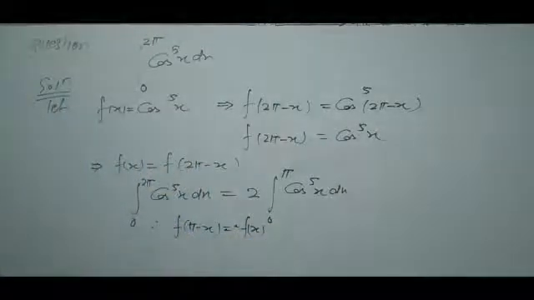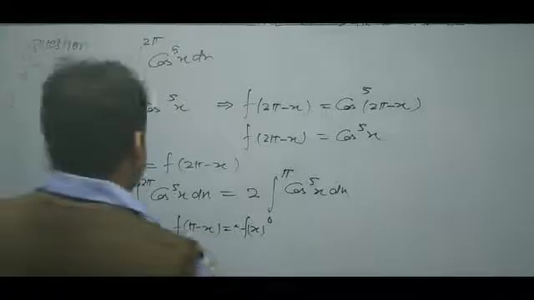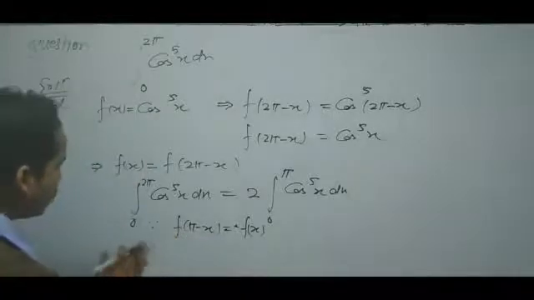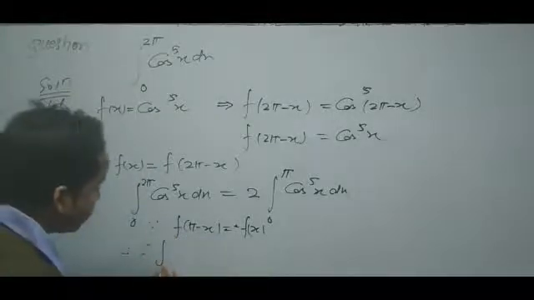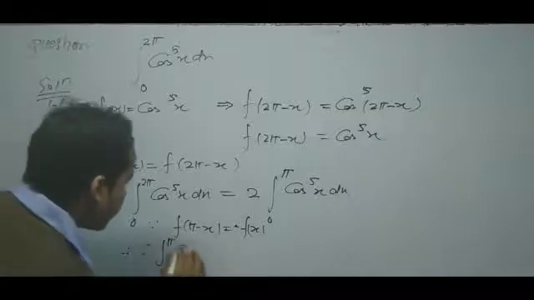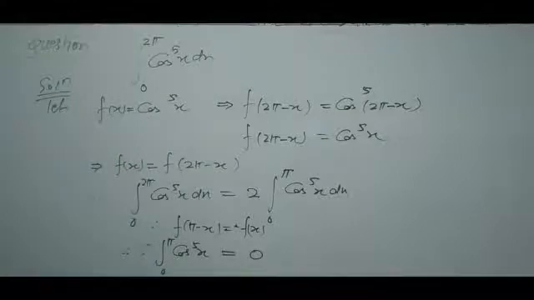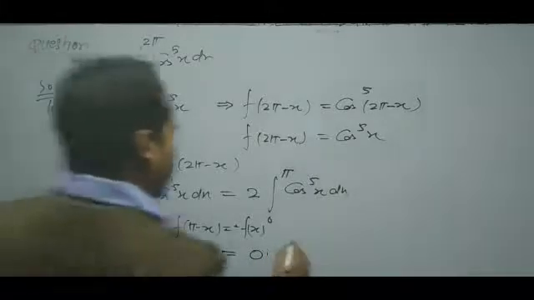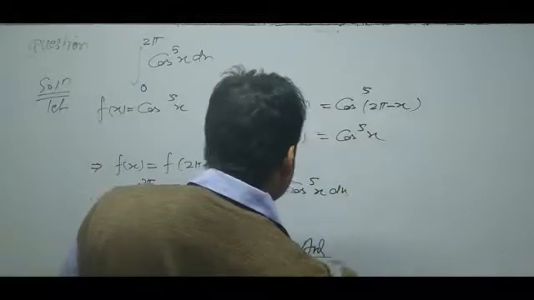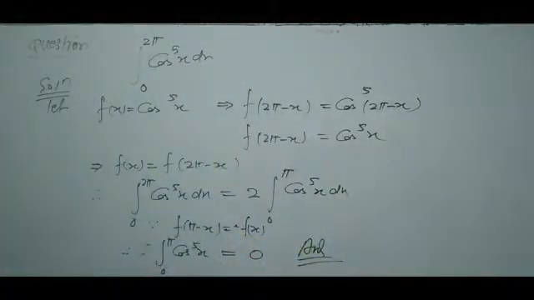Therefore, what can we say? We can write, therefore, the integration over 0 to pi of cos to the power 5 x, the result you will get is 0. Now 0 is the answer. See, now this question is totally completed.